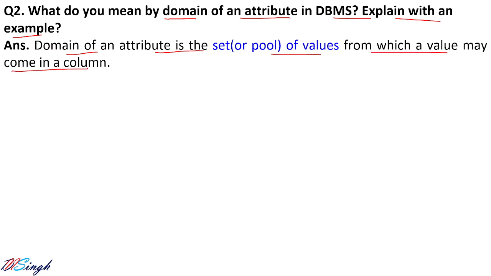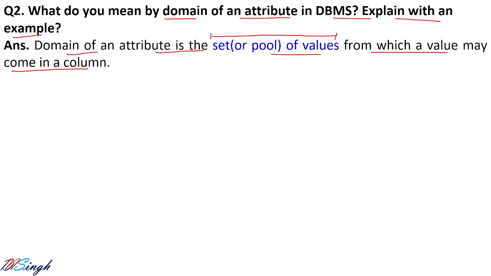I hope from the definition it is very clear. Suppose you have the roll number column for which you are defining integer roll numbers. So now the domain for roll number column will become integer. No floating point value or decimal value can come in the roll number column. So domain are the set or pool of values from where you draw the values in your column.